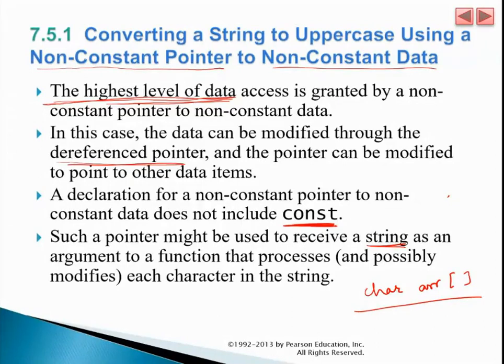Okay, so if a function wants to receive a string, and I have to perform processing on that string and make changes in possibly each character of the string, in this case we want a non-constant pointer and non-constant data, because we have to change the data also and we want the pointer to point each time at some different location. So we want both things to be non-constant.